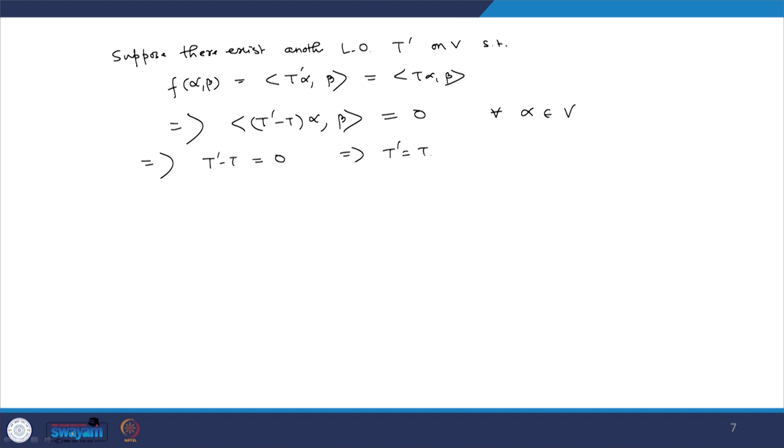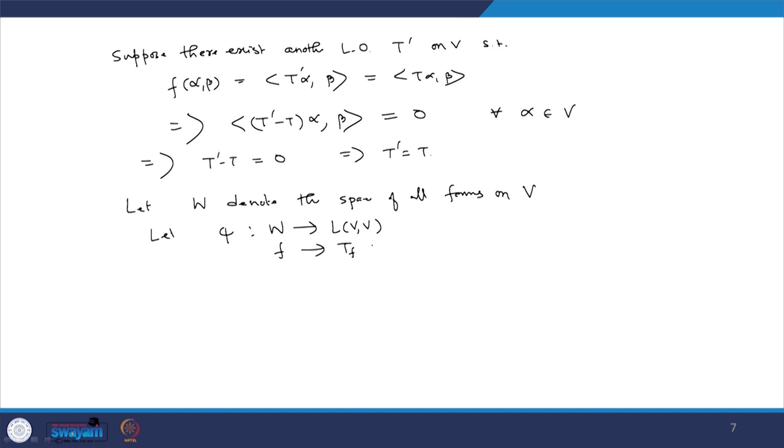Now, our claim is that the space of all forms on the inner product space V must be isomorphic to L(V, V). So, let W denote the space of all forms on V. Let psi be a map from W to L(V, V) defined by f goes to T_f. Claim: psi is a one-one onto linear transformation.